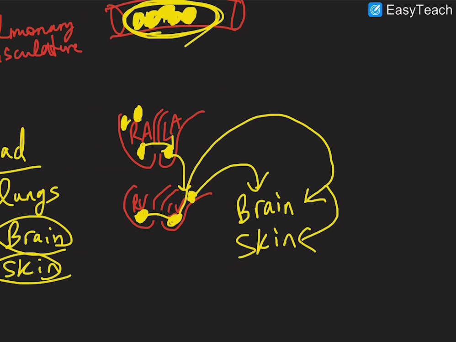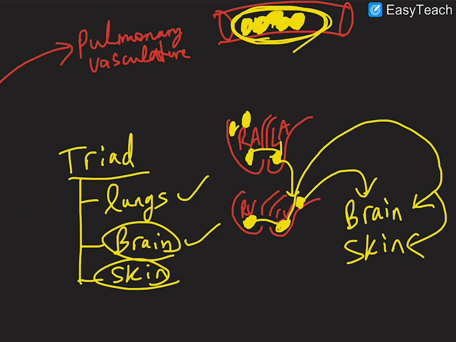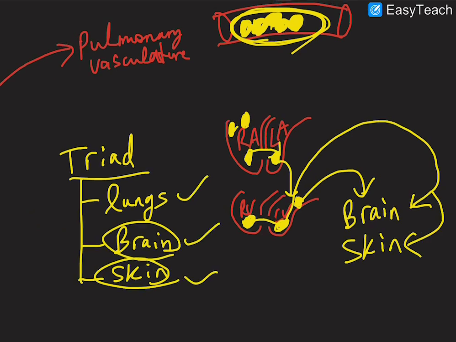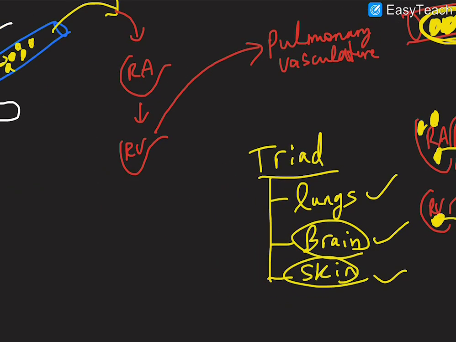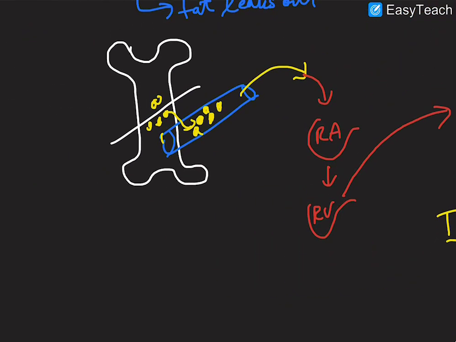So we have a main triad that we should know in fat embolism syndrome. It can affect your lungs, brain, and skin. And we'll go more into that in a bit. So that's one way.